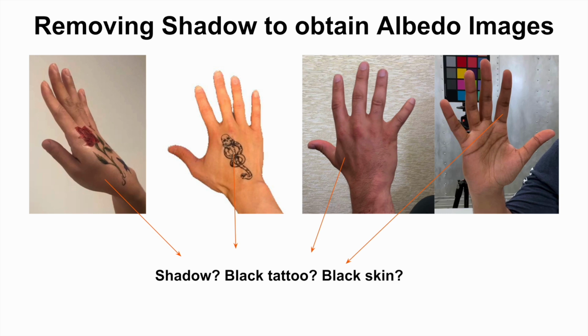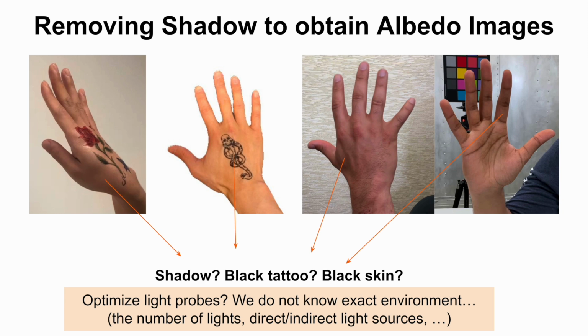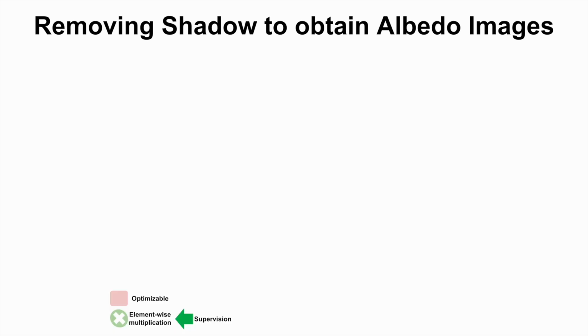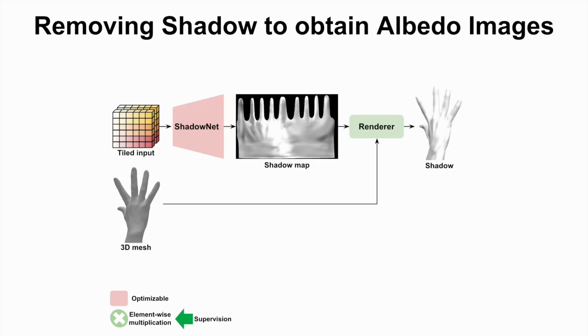To figure it out, one can optimize light probes and utilize them for physically based rendering. Unfortunately, this results in suboptimal performance, as you do not know exact environments such as the number of lights and direct-indirect light sources. Instead of such a physics-based approach, we choose a data-driven approach by assuming hands usually consist of a single skin color tone. From 3D pose and view direction, we estimate shadow in the UV space and render it in the screen space using the 3D mesh.